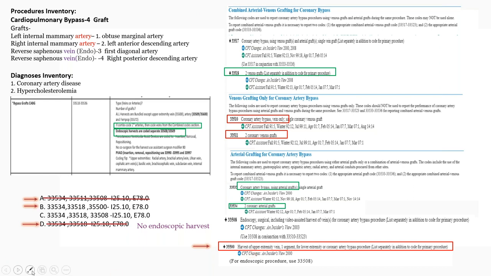And the second way, this is not coding for an endoscopic harvest. In the parenthesis, you can see for endoscopic harvest, we have to use code 33508, which is endoscopy surgical, including video assisted harvest of veins for coronary artery bypass procedures. This is additional to the codes for the primary procedure. And that will be option C, which is coding for 33534, the codes for two arteries, 33518, which is coding for two veins, and 33508, which is coding for harvesting of vein by endoscopic procedures.